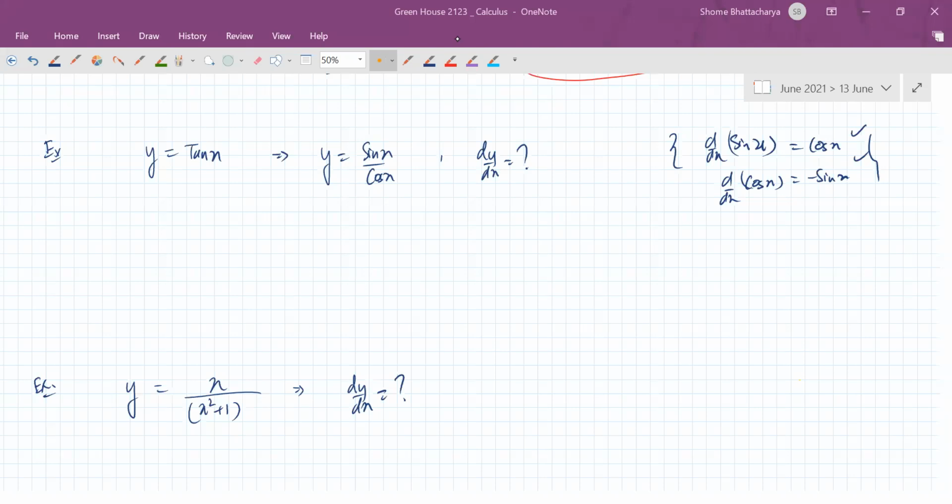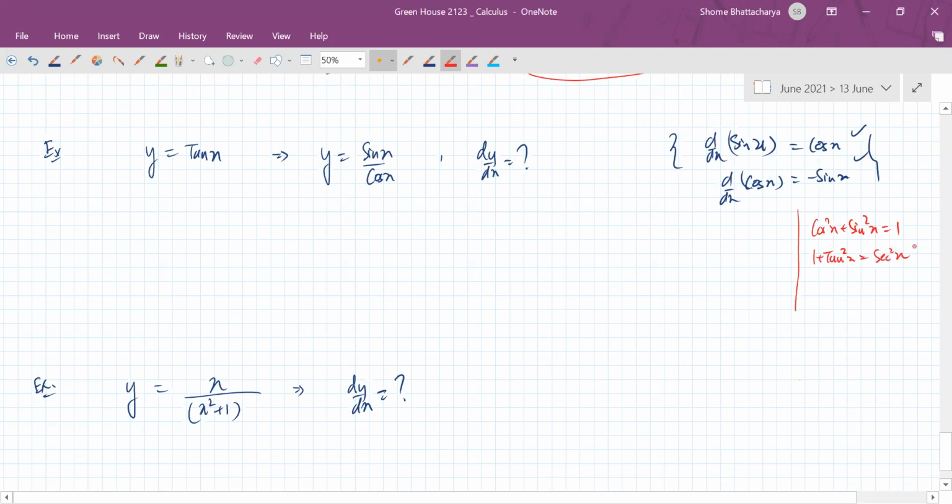1 plus tan square x as an identity is equal to sec square x, no? Yes, sir. Two important identities in trigonometry that sometimes you might need in calculus are these two: cos square x plus sin square x is equal to 1, and 1 plus tan square x is equal to sec square x. And there's one more identity, no?